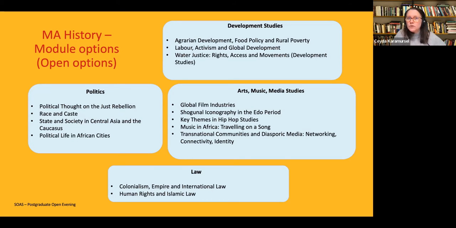And you are free to choose up to 2 modules that you can combine with your history modules as you study here. And those open option modules can also be language modules. Again, there's a wide variety of languages that you can choose from here at SOAS.